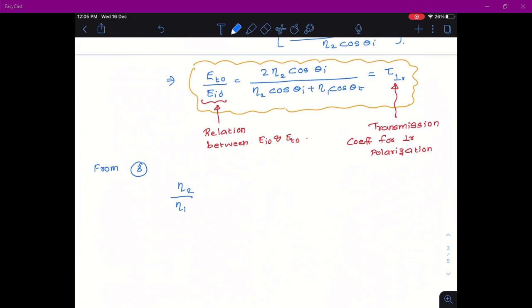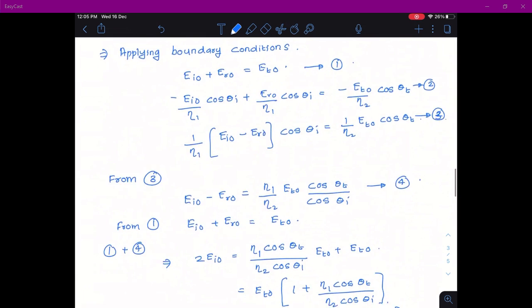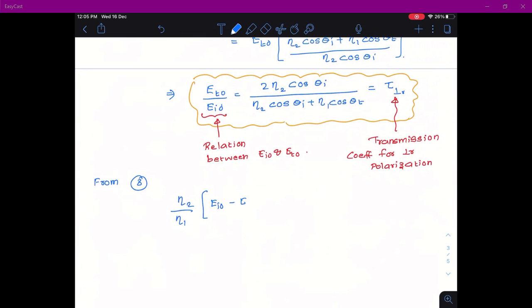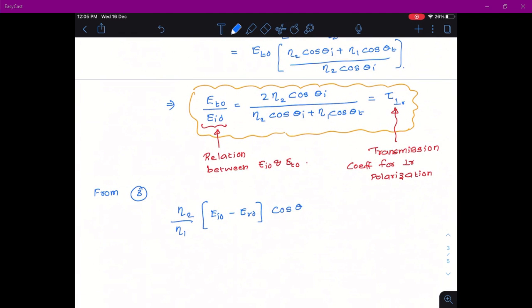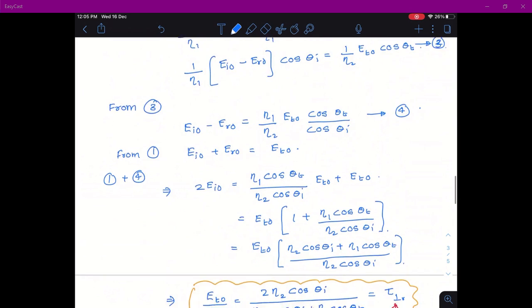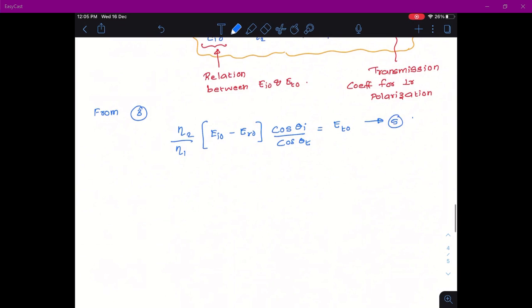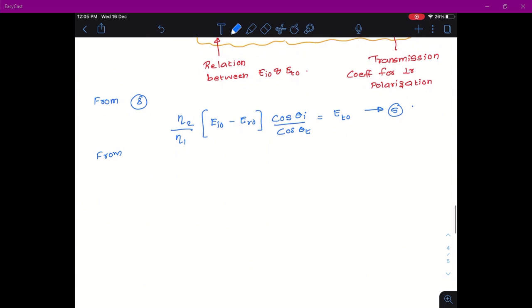eta 2 by eta 1 multiplied by EI0 minus ER0 into cos theta I by cos theta t is equal to ET0. Let this be equation number 5. And from 1 you have EI0 plus ER0 is equal to ET0. Now, you see the right hand side of both the equations are same. RHS is same.